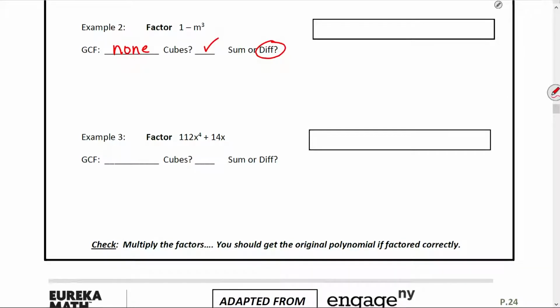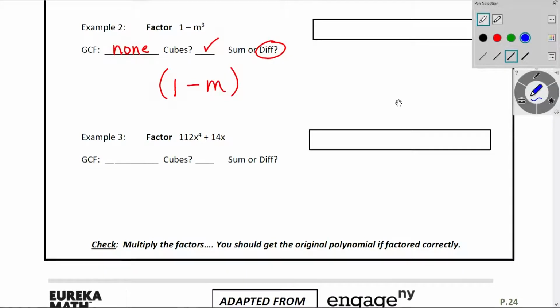Okay, now the pattern to me is the exact same. Okay, what cubed is 1? And the answer is 1. Same sign. Okay, what cubed is m cubed? And the answer is m. Okay, and now I keep an eye on this as I move forward.